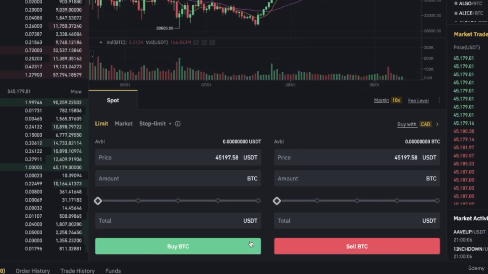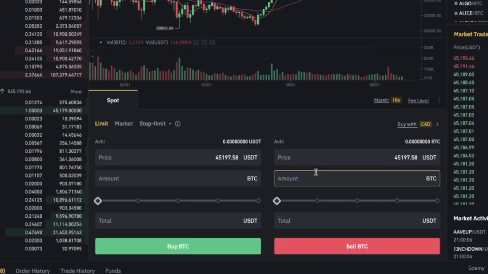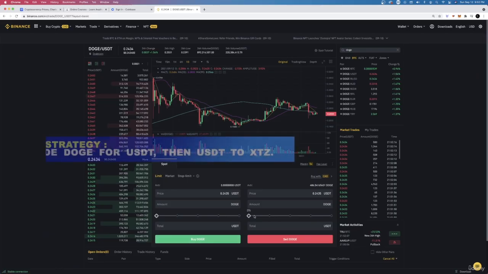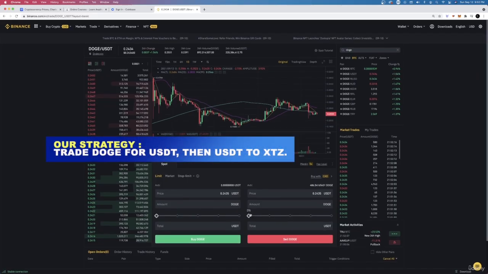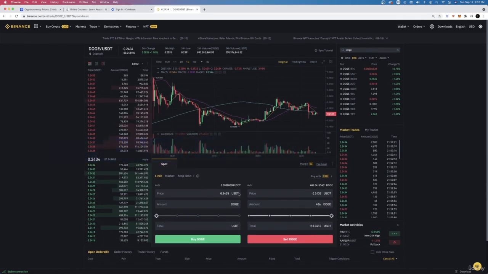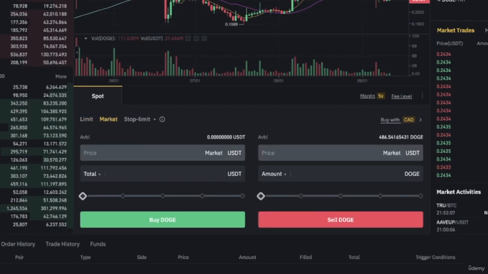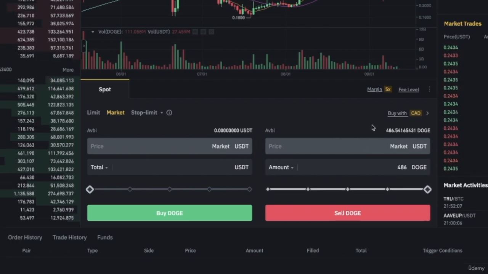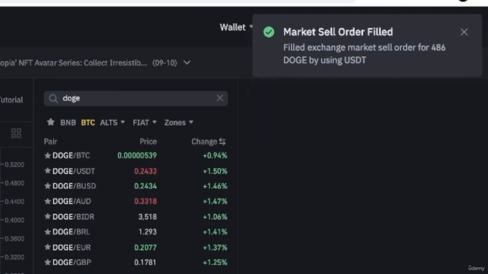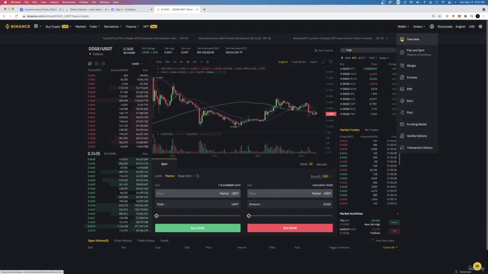We are going to go under here where it says buy and sell. We are going to sell. So one Doge is valued at 24 cents approximately. And we're going to go over here and we're going to go to market. So that's going to sell it at the current market price. So we're going to sell over Doge and get rewarded in USDT. So it just created the order and it already filled.